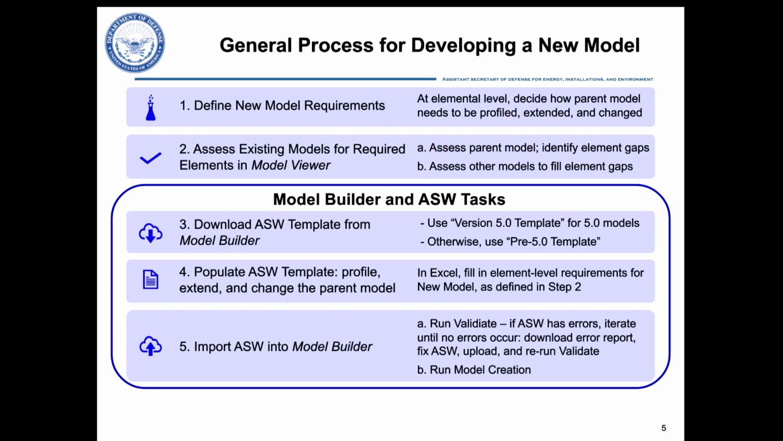The tool first performs a validate step on the specified model and reports any errors in syntax or logic. If no errors are identified, the user can proceed to create the model. If errors are reported, the following process is used to address the errors, often iteratively. First, the user downloads an error report. Second, the user edits the populated ASW in an attempt to fix every reported error. Third, the user uploads the edited ASW and reruns the model validate function. The user iterates on this loop until no errors are reported, at which point the model can be created.